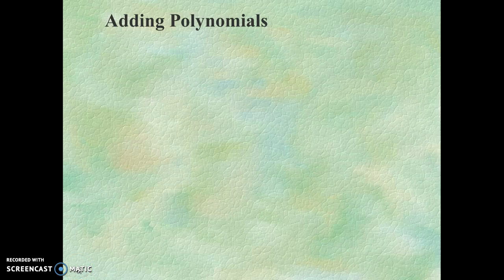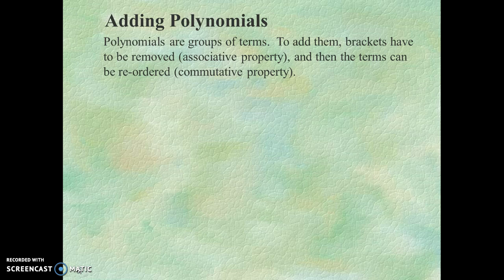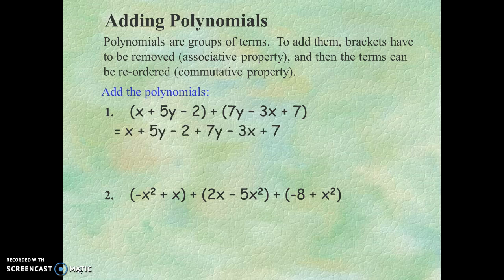Good afternoon. Today we're going to be looking at how to add polynomials. It's not that difficult, but you have to be organized in the way you do things. So starting off, we need to use a couple of properties. There's the associative property that allows us to remove brackets, and the commutative property that allows us to reorder the terms. So let's take a look at a couple of examples here.